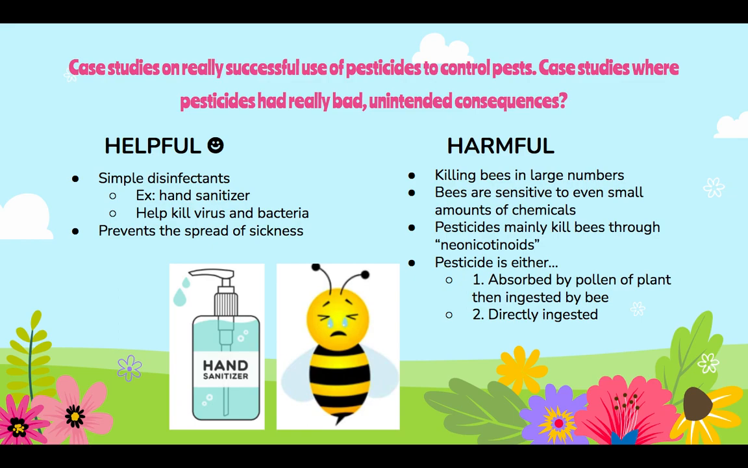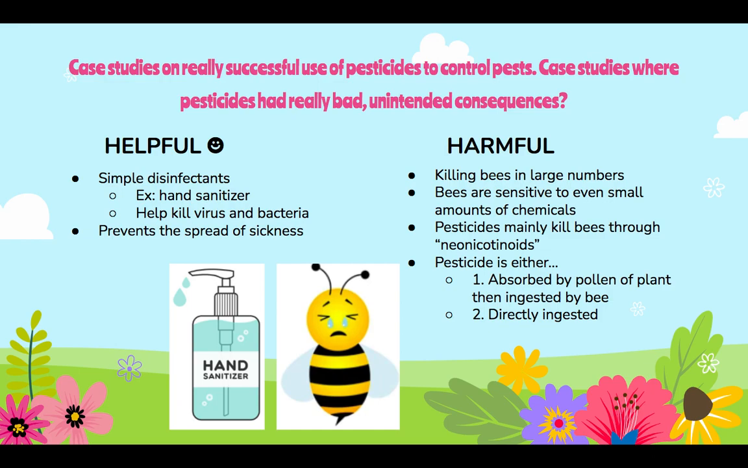And on the harmful side, a popular debate of pesticides is that of the killing of bees in large numbers. Bees are beneficial to humans as we need pollination to survive. Insecticides are for the killing of harmful insects, but it makes no difference if the chemical comes in contact with bees. Bees are very sensitive insects, and even the smallest amount of chemical will kill.